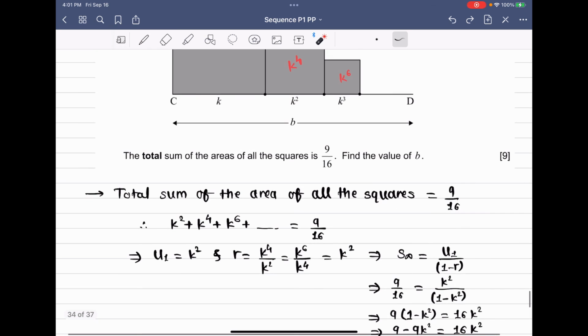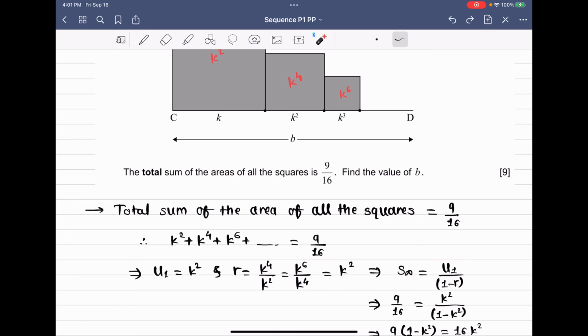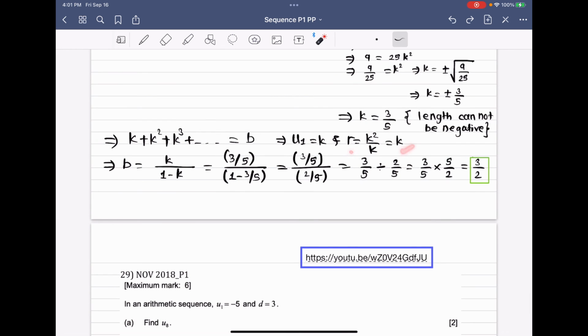What is my u1? u1 is k. What is my difference? Is the difference constant? No. k square minus k is not the same as k cube minus k square. So it's a ratio. k square over k is k. k cube over k square is still k. So r is k. u1 is k. b is equal to, it's a sum to infinity. So u1, which is k, over 1 minus r, that is 1 minus k. k we already found out is 3 by 5, over 1 minus 3 by 5.